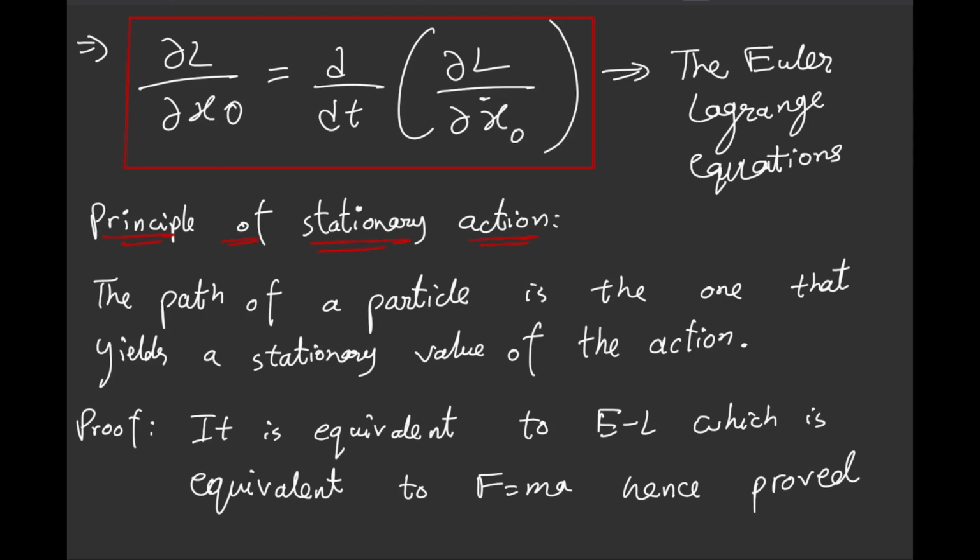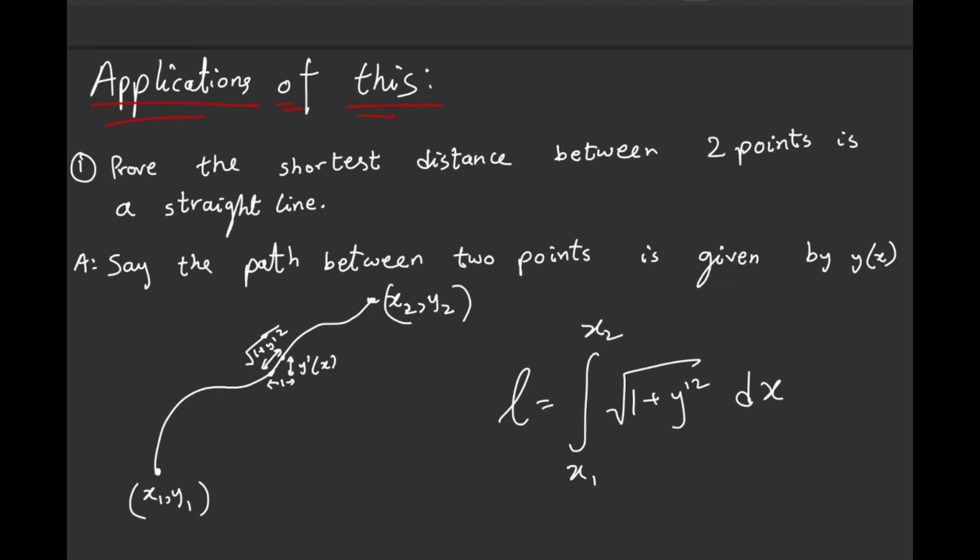The path yields the stationary value of the function. It implies that it is equivalent to the Euler-Lagrange equation, which is equivalent to F equals ma, which means that if F equals ma is valid, this is also valid. Since we are assuming F equals ma is valid, this must also be valid.